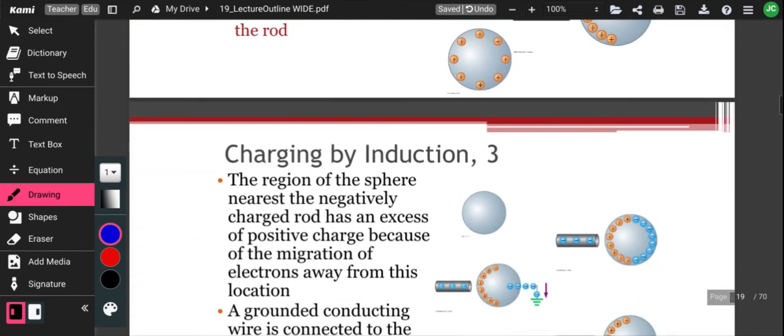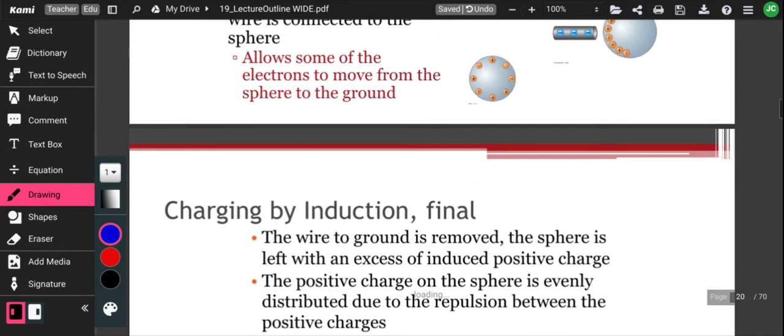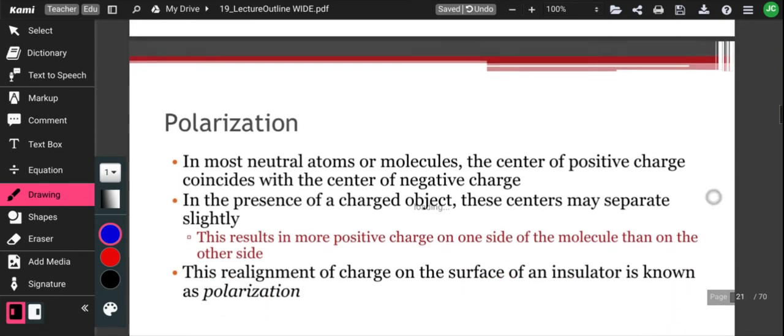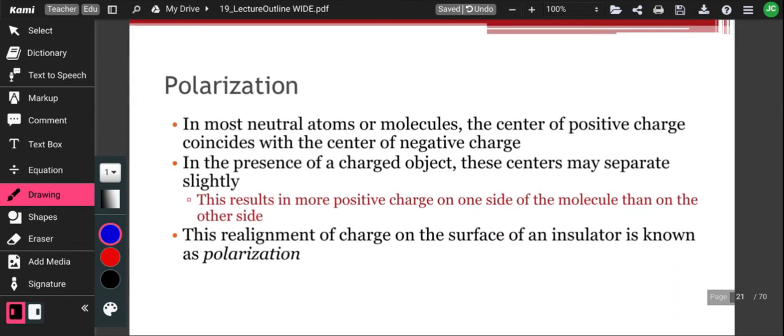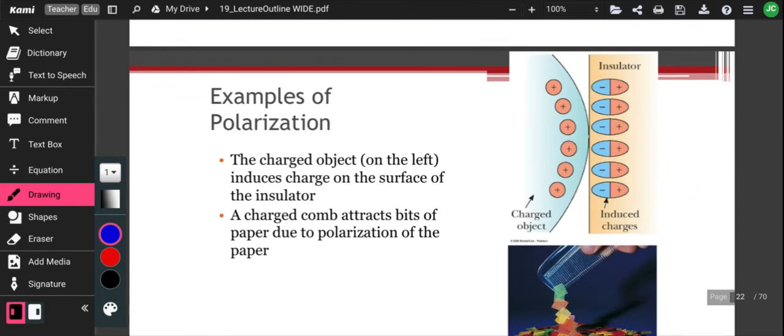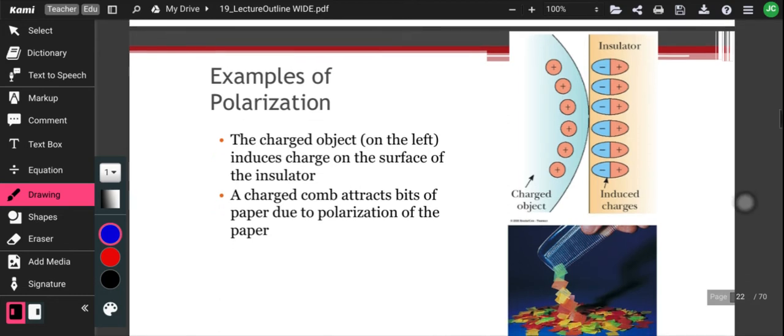This just explains in words what I just described, if you want to read through that, those are in your notes. The last method of charging is called polarization. Polarization is a method by which we charge atoms temporarily. What is going to happen in polarization is that the electrons and protons are going to temporarily align. This happens a lot of times in insulated materials.